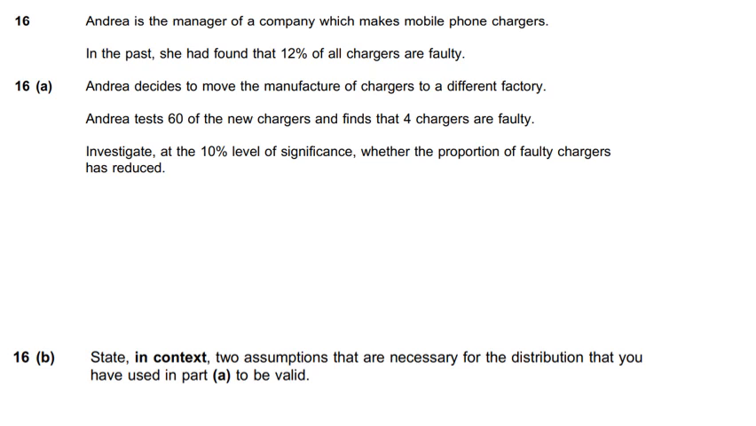Okay, so we've got two hypotheses. We've got the null hypothesis, and the null hypothesis is that the probability was 0.12. And the alternative hypothesis, which we write H1 for, is that it has gone down, so less than 0.12.